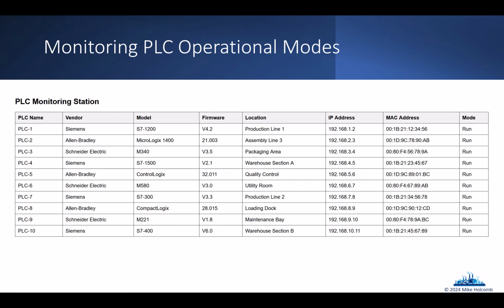So this is a sample part of a web page that you would see. Right? And you can see that it has a list of, and this is just all sample data to give you an idea, here's 10 different PLCs we're tracking. We can see the vendor, the model, the firmware version. So we could use that for things like vulnerability management. We can see where it's located within the plant environment. We can see the IP address, the MAC address, and lastly, is it in run mode or not?